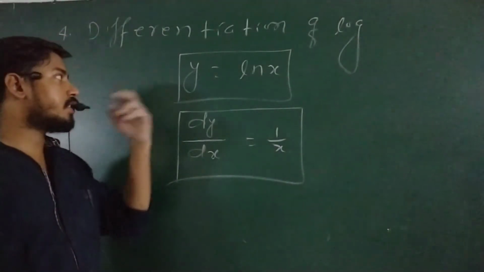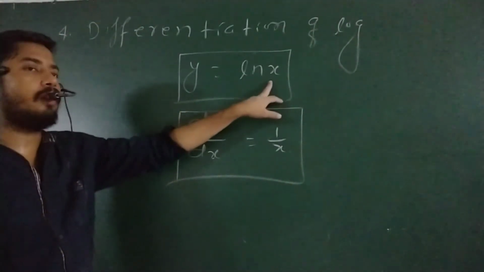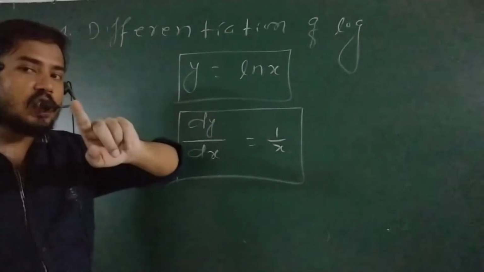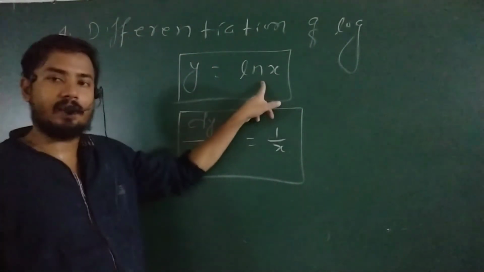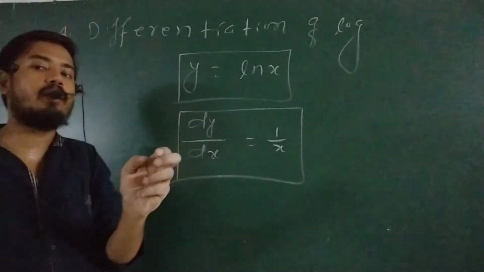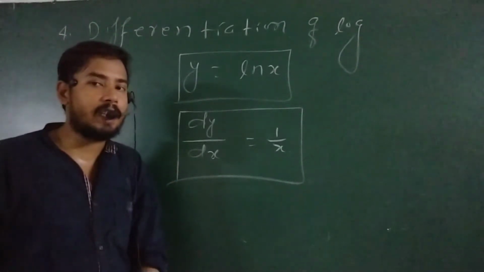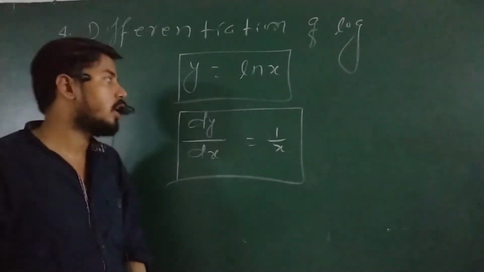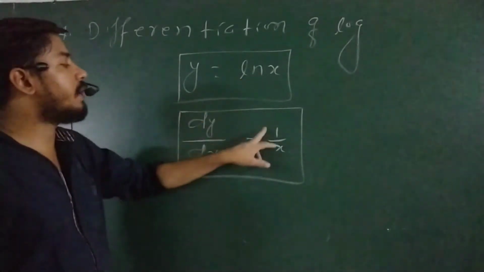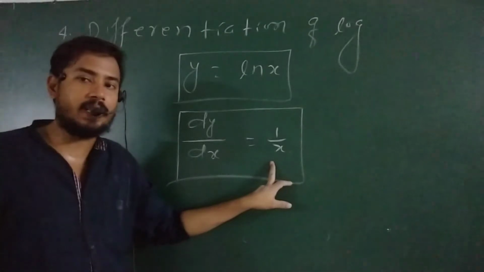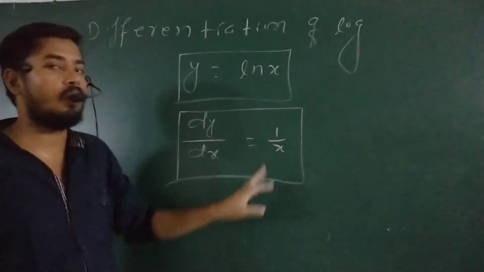If you have a function y is equal to ln of x, if it is log x, then you have to convert it into ln of x. I have already taught you in the logarithmic function how we can convert log x into ln x. So the differentiation of ln x becomes 1 by x. Getting your points? The differentiation of this will become 1 by x.